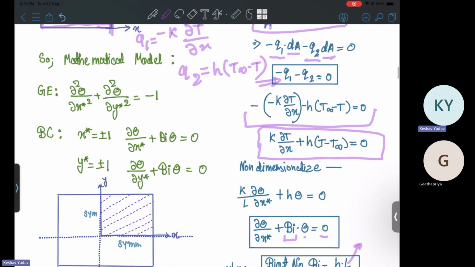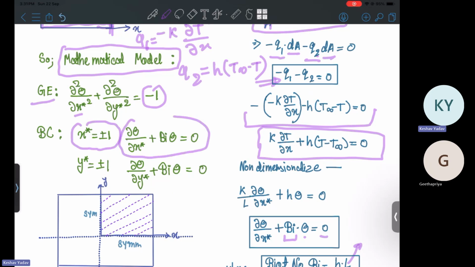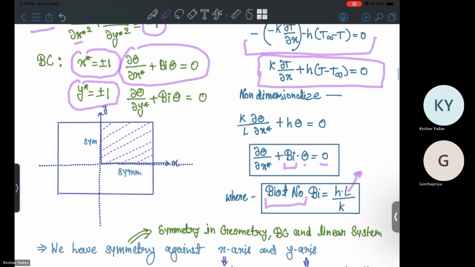Now, what is our mathematical model? So, the governing equation will be what? Del 2 theta upon del x star square plus del 2 theta upon del y star square will be equal to -1. And we have this boundary condition at x star equal to plus or minus 1. Similarly, at y star equal to plus or minus 1, what will be the boundary condition? Same, only x star will be replaced by y star.